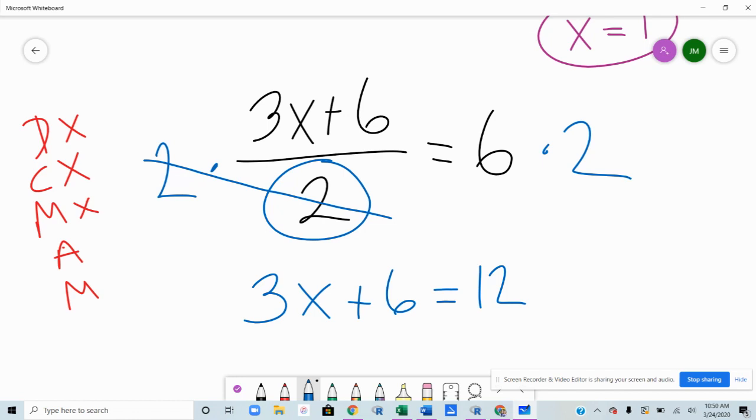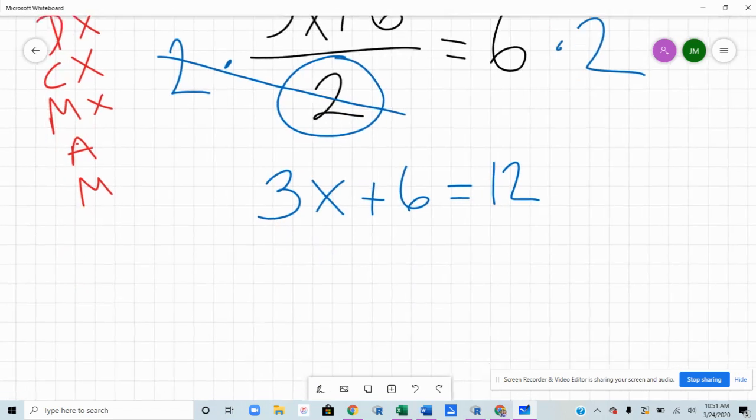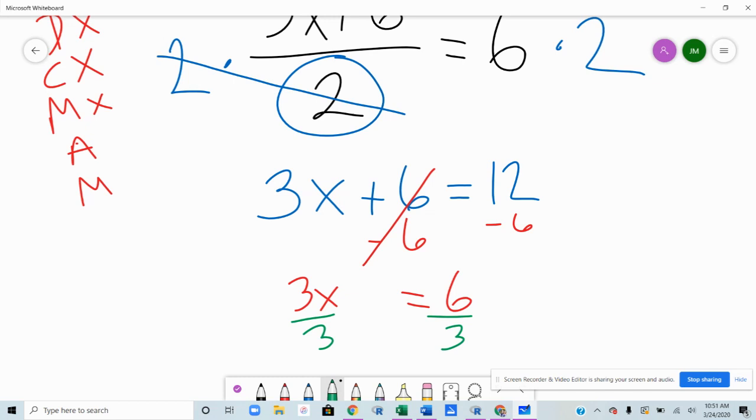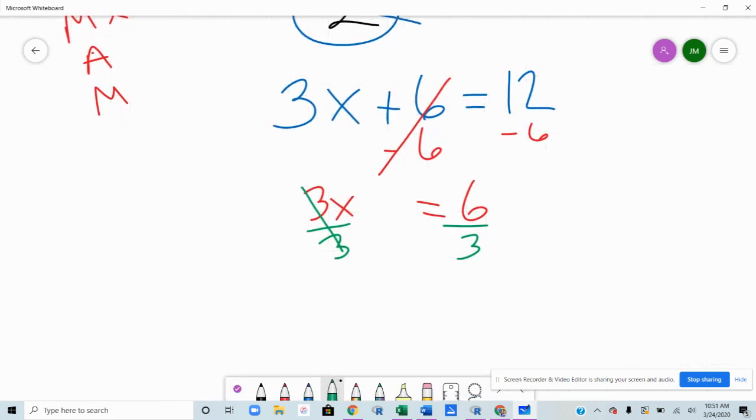Okay, now you can finish the way that you had before. So from this should be relatively simple. We'll finish it together in case you need it though. You would subtract your 6 from both sides. 6 minus 6 is 0. 12 minus 6 is 6. Divide by your coefficient, which is 3. Dividing by 3 on that side cancels. Leaves you with just x equals, and 6 divided by 3 is 2.